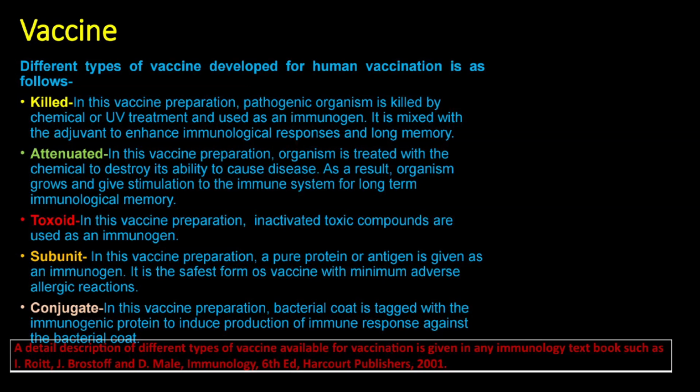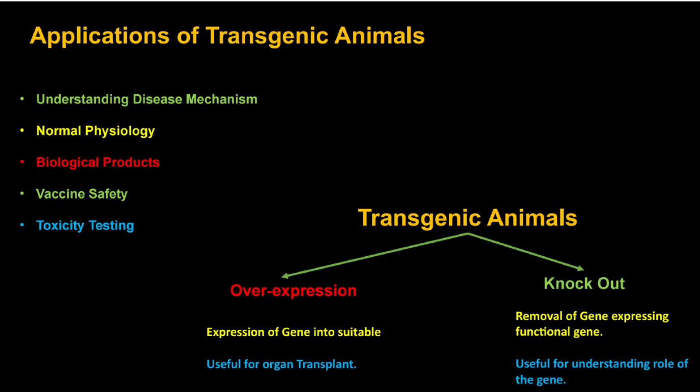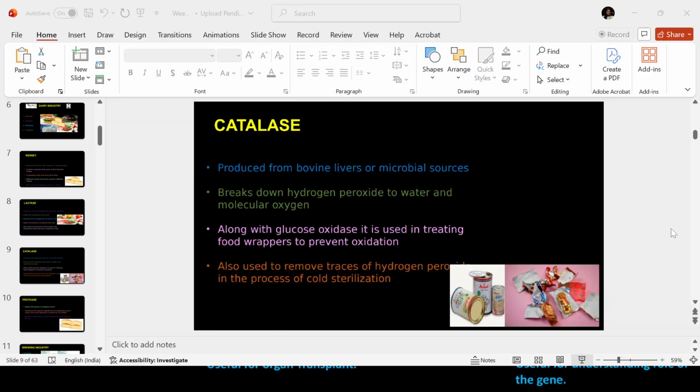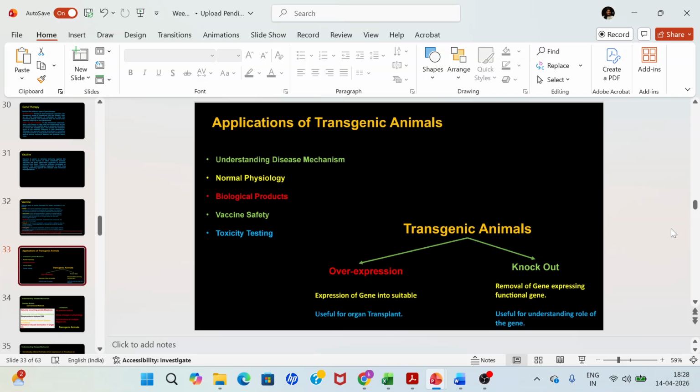It can be heat killed, it can be attenuated, it can be toxoid, it can be subunit, or it can be a conjugate. So there are many types of vaccines present. Then comes the application in transgenic animals.